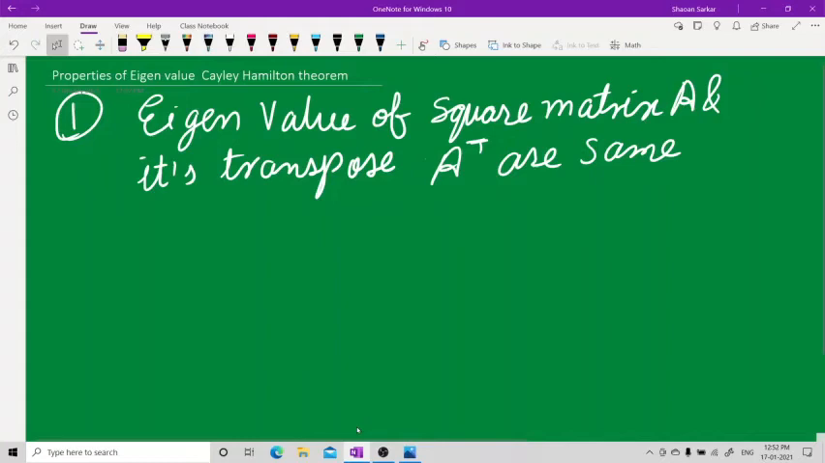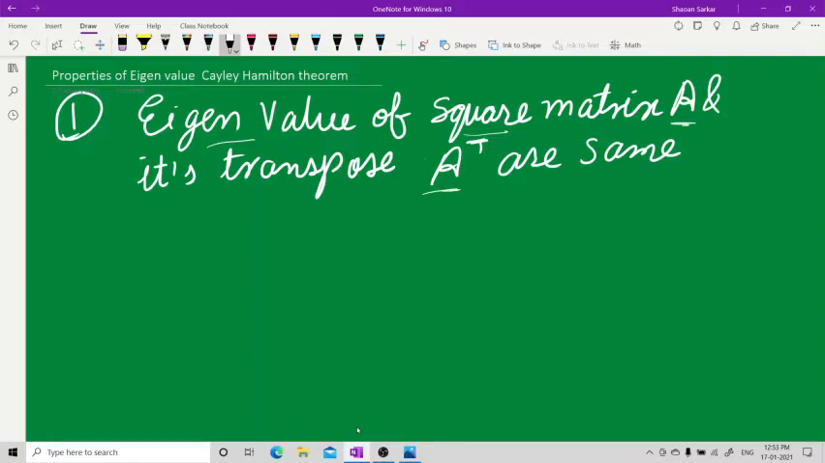With the properties of eigenvalues and the Cayley-Hamilton theorem, only the statement, not the proof, as per the GGSIPU syllabus. So the first property is: the eigenvalues of a square matrix A and its transpose are always the same. We will always take a square matrix.